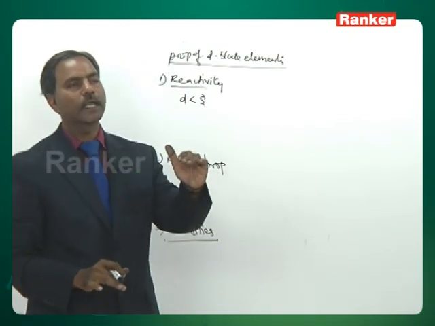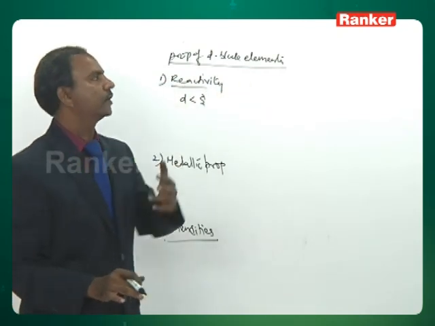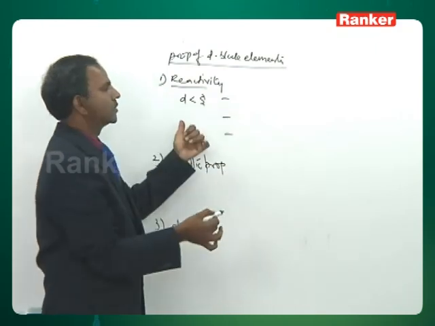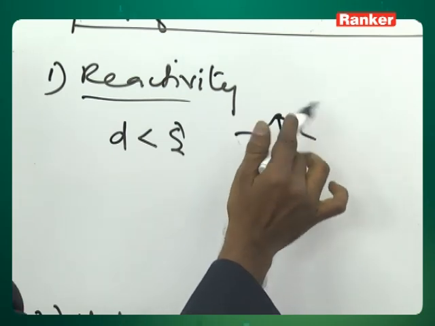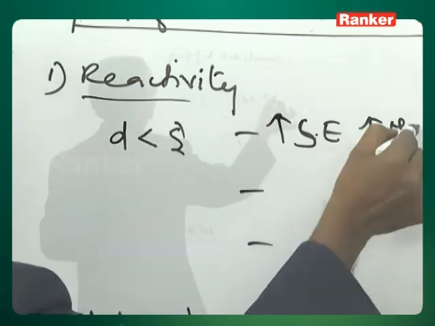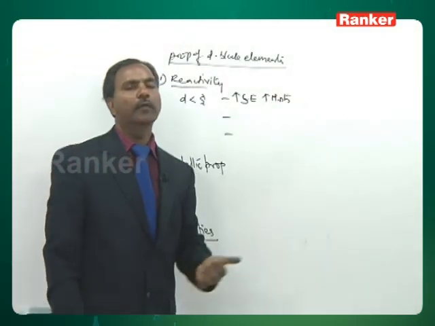Why are they less reactive? What are the reasons? This question has appeared many times in different entrance exams. First one, why are the d block elements less reactive? It is due to high sublimation energies or high melting points.